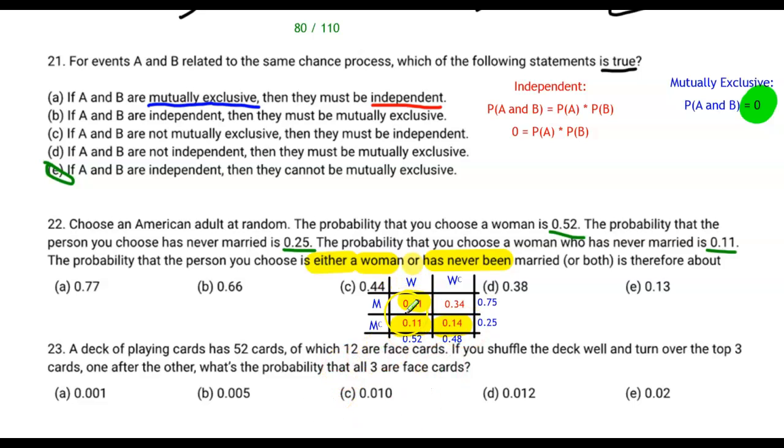In the two-way table, I could add 0.52 plus 0.25 and then subtract out the double counts, but in this case I could just add together 0.41, 0.11, and 0.14. That looks like it's 4, 5, 6, it's a 6 at the end, and 4, 5, 6, it's a 6 at the front. So 0.66 is our answer. But of course, if you're more of a formulas guy, here's the formula and here's the answer. Notice I still got 0.66.